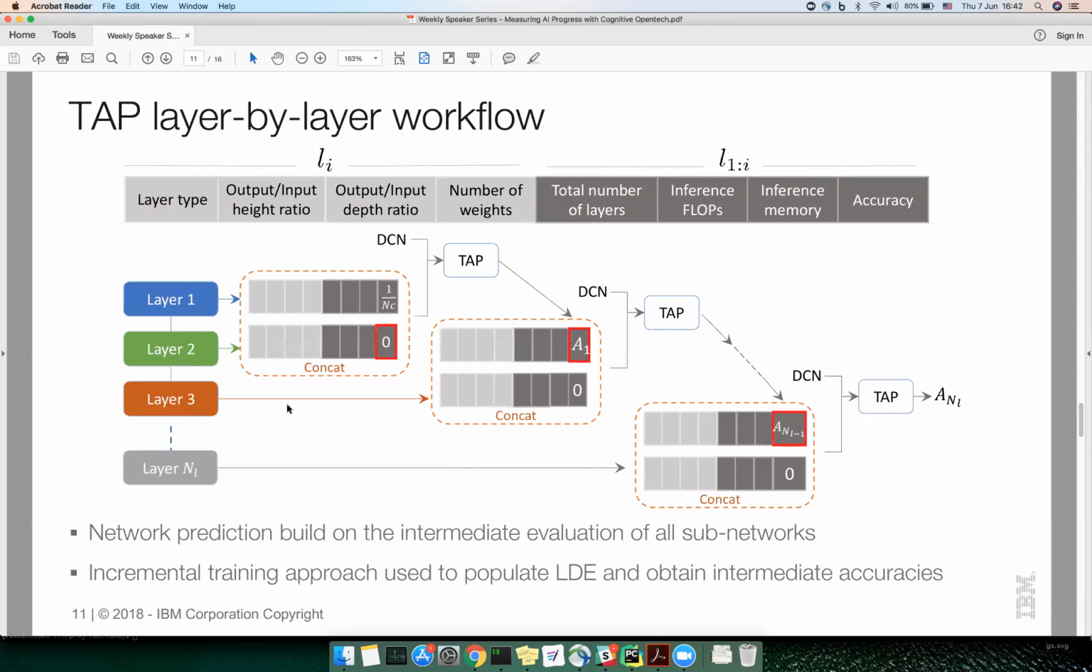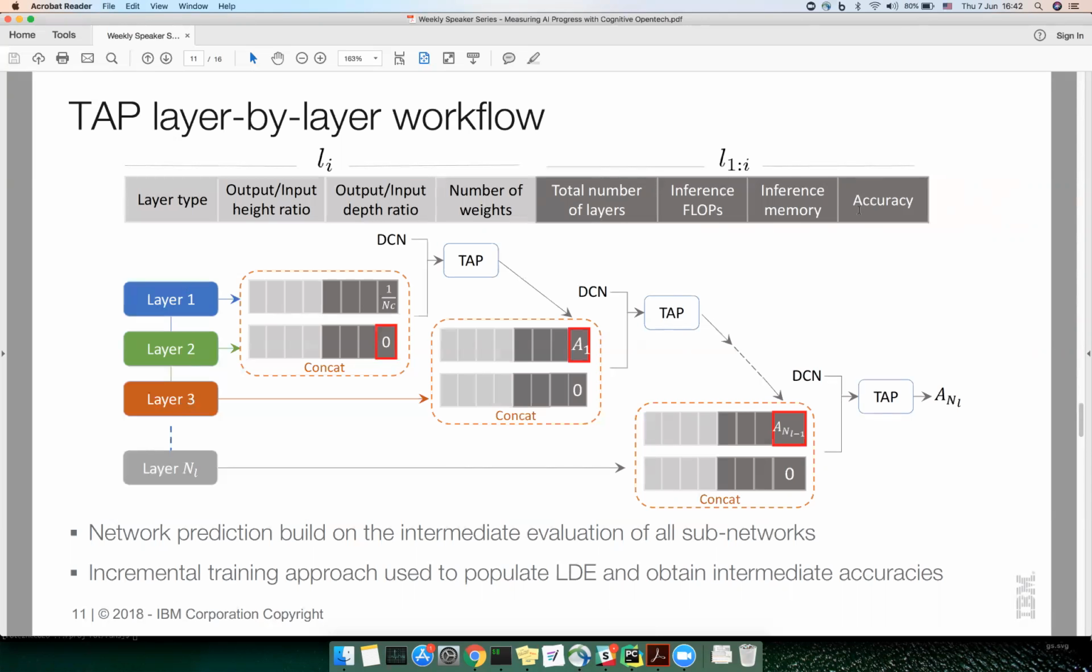The current layer information contains the layer type, which is a one-hot encoding, then ratios between the input and output height and depth, and the number of weights the new layer brings. The subnetwork between the input and the layer that we want to predict contains information like the number of layers, the inference floating point operations it's doing, the inference memory, and accuracy.